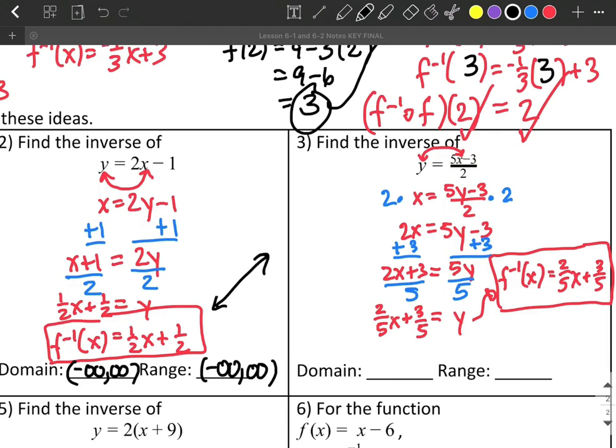There's no restrictions. There was never at any point an x in the denominator or an expression with x in the denominator. So there's no restrictions for what I can plug in for x. The domain and range are both all real numbers, negative infinity to positive infinity.